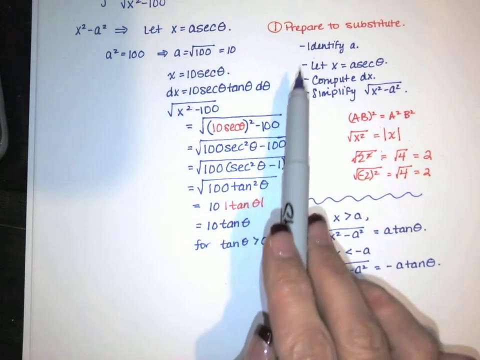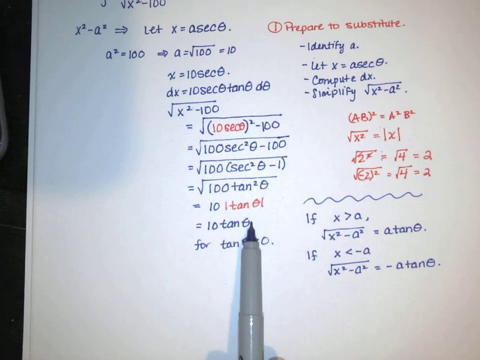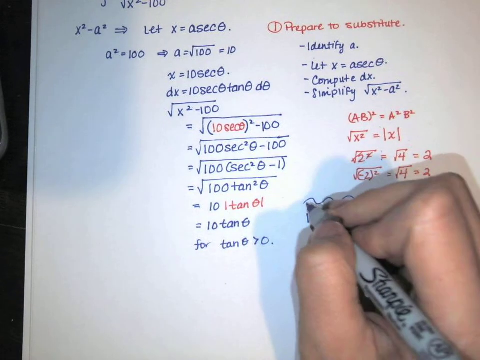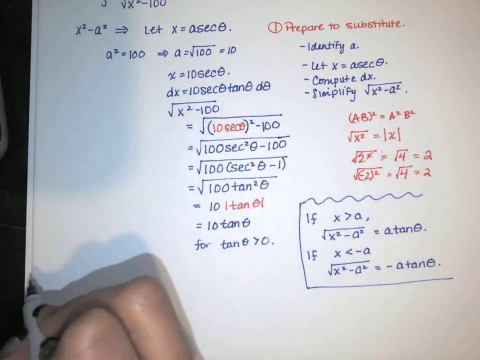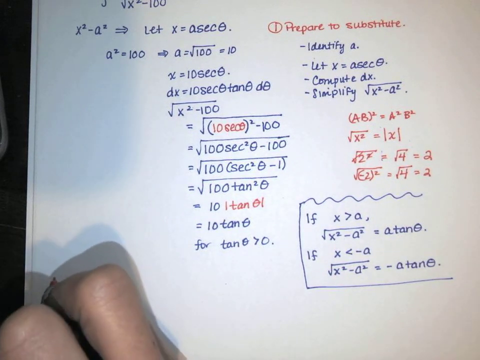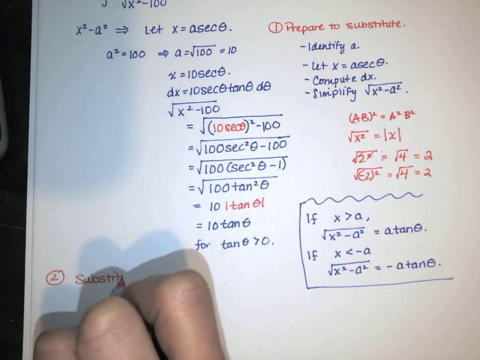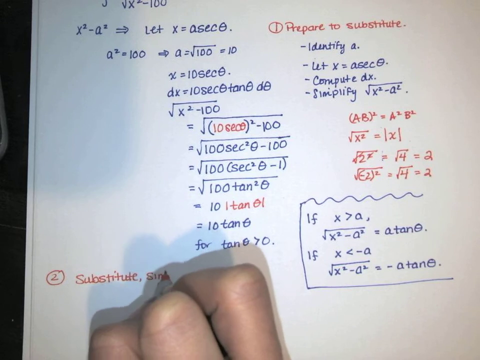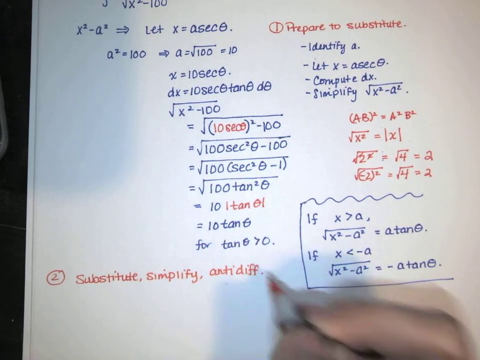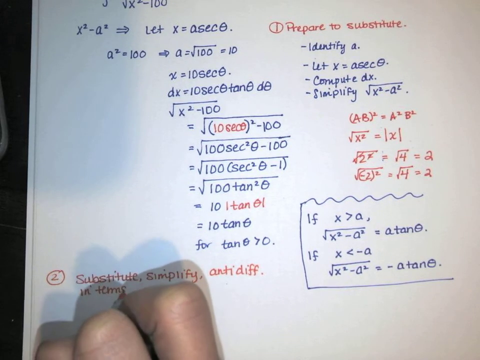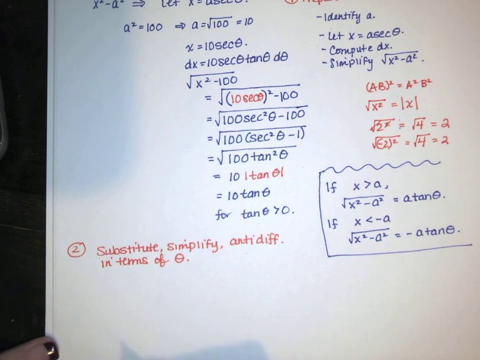Okay, so we've prepared to substitute. We're going to replace x with this. We're going to replace dx with this. We're going to replace this square root with this guy, knowing that sometimes that's not legal for this secant substitution. And now we're going to write our integral in terms of theta. So we're going to substitute, simplify, and then anti-differentiate in terms of theta. And everything should be very nice.